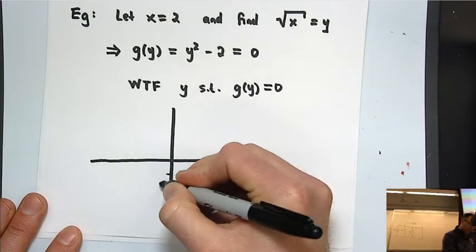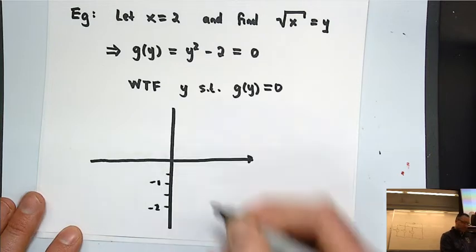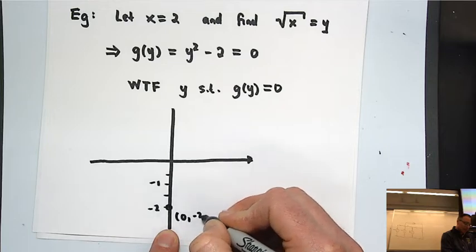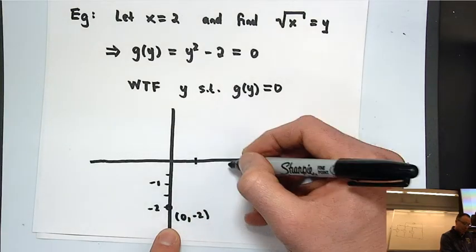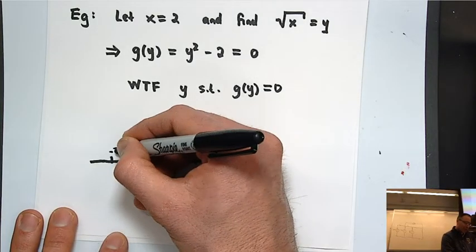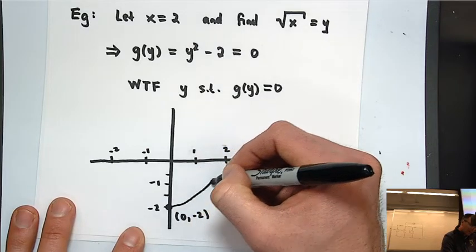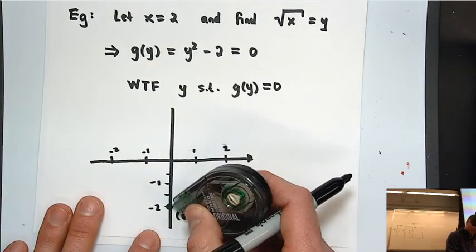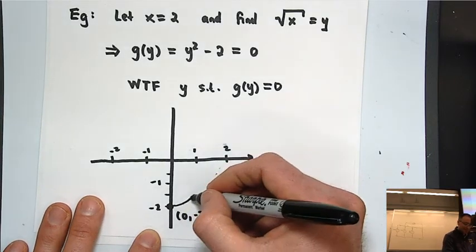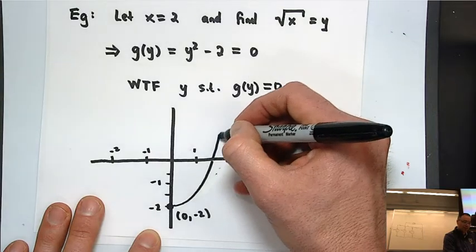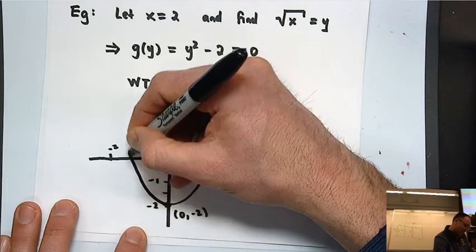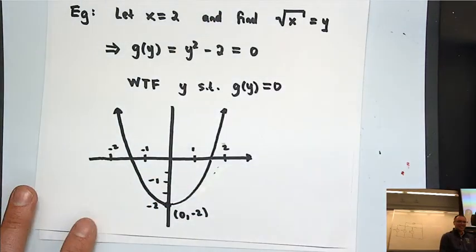So let's call this 1. We'll call this 2. The vertex is at the point 0, negative 2. And we'll call that 1. We'll call that 2. We'll call that negative 1. We'll call that negative 2. Say it again. At least 1. I would bet my life on that. Yeah. Okay.